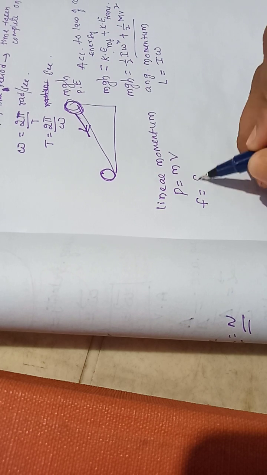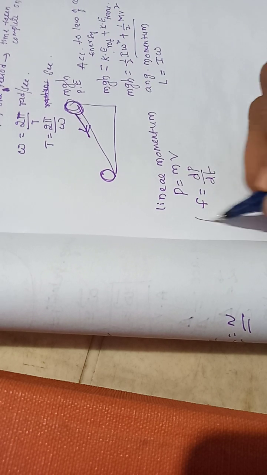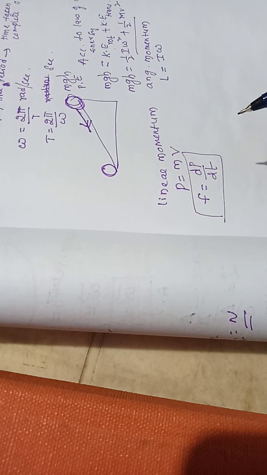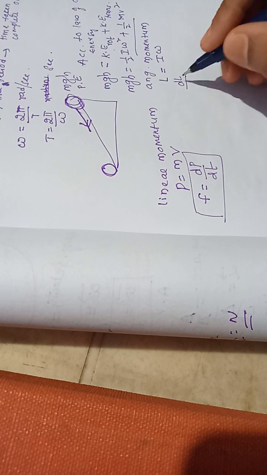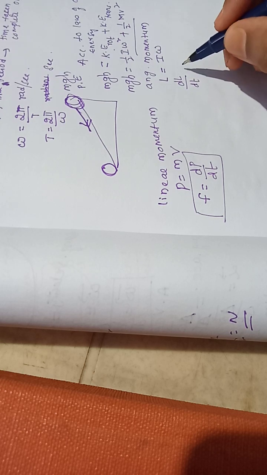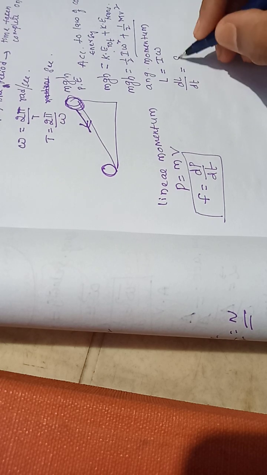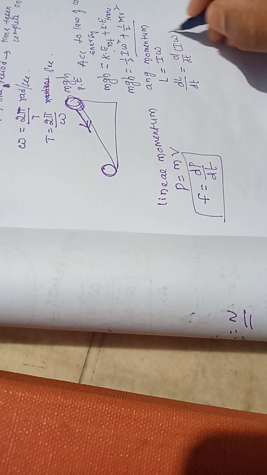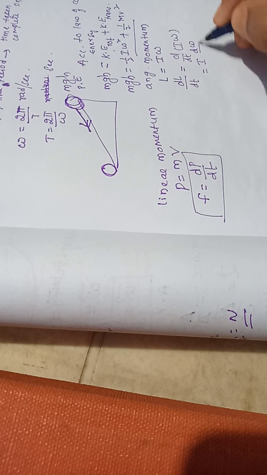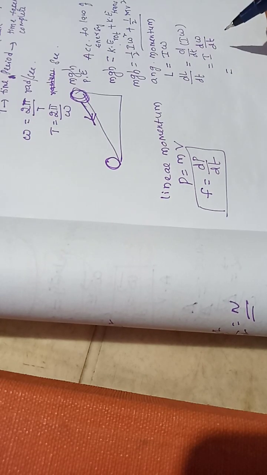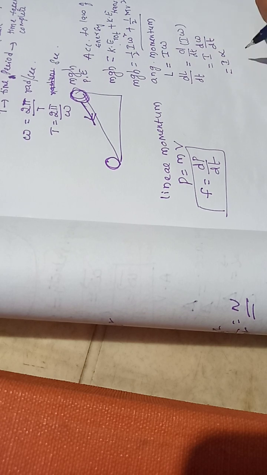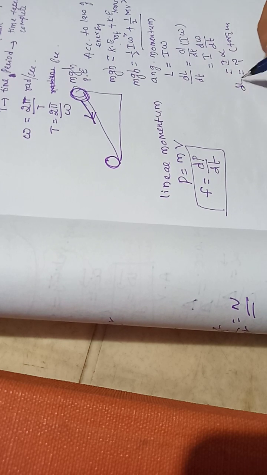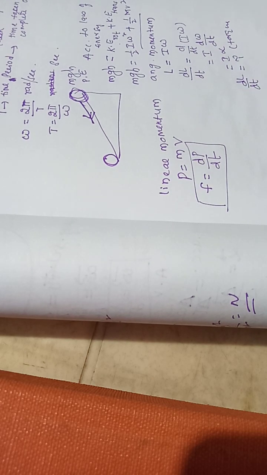According to Newton's second law, when external forces act on the body, those external forces will be equal to the rate of change of angular momentum. Now, according to the law of conservation of angular momentum, the rate of change of angular momentum will be equal to d by dt of I omega. I constant, d omega by dt. What is d omega by dt? The rate of change of angular velocity, which is nothing but angular acceleration. And I into alpha, we call it torque. So torque will be equal to dL by dt.